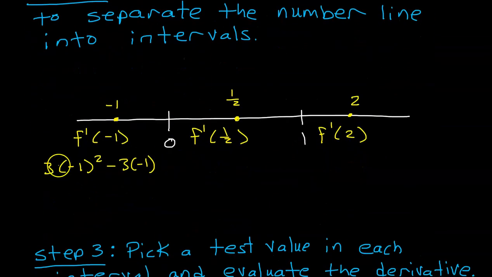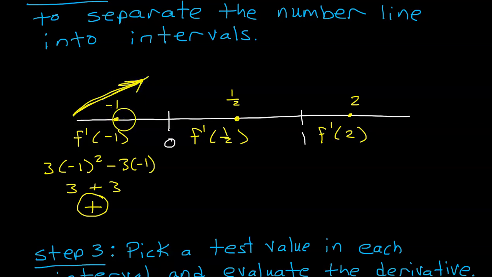Okay, and so will this be positive or negative? Well, when you square the negative 1, that's going to be a positive 1. And positive 1 times 3 is just 3. And here I've got negative 3 times negative 1, so that's going to be a positive 3. So this is definitely going to give us a positive value. All right, so that tells us actually that in this interval, the function must be increasing. Okay, we must have an increasing slope.